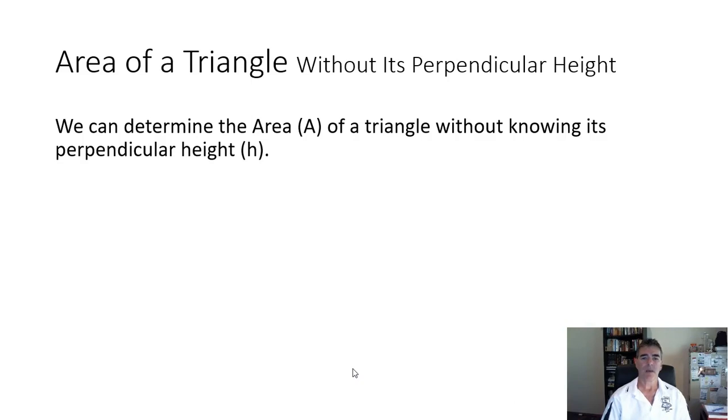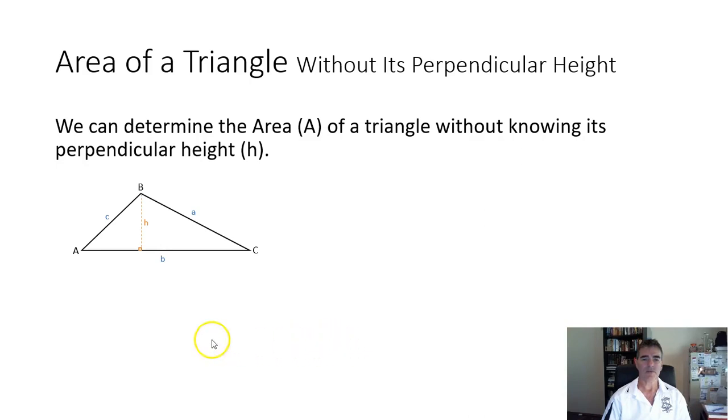So what we're going to do is work out how we determine that area A of a triangle without knowing its perpendicular height. So let's start off with a triangle and label A, B and C. And if we know that, then the side opposite the angle A is lowercase a, side opposite B is lowercase b, and the one opposite angle C is lowercase c. So I've just gone and labelled my triangle.